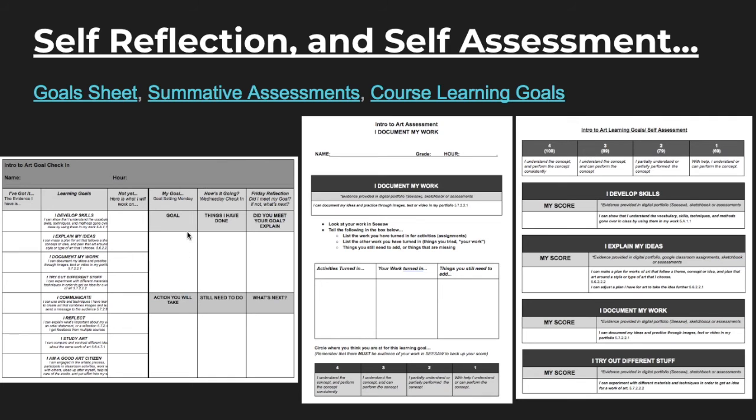This one on the left here is what we call a goals sheet. And then in the middle here is a summative assessment that we do in class, but they self-assess with that. And then over here on the right are the course learning goals. And I have all these linked here so that you can have them if you want them.